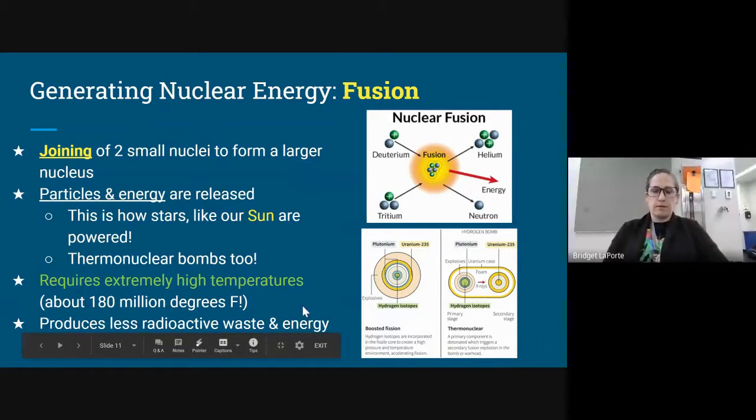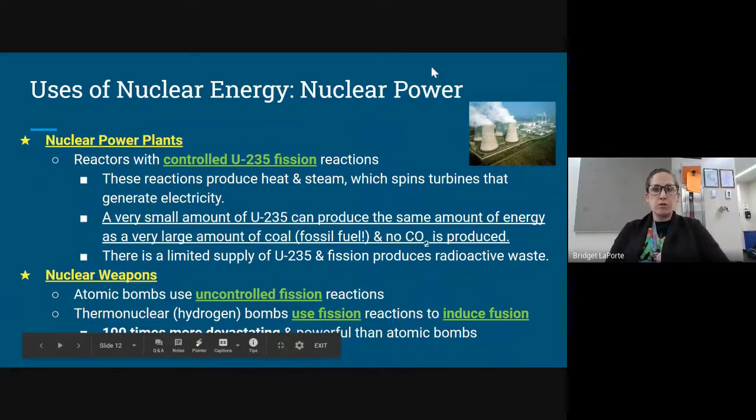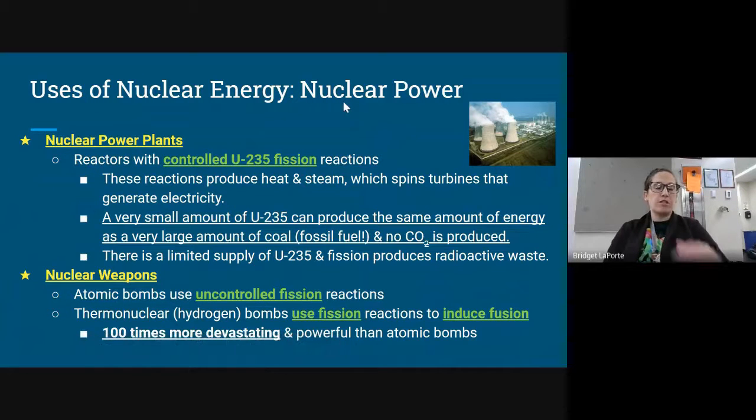So when we talk about uses of nuclear energy, one of the primary ways in which we use nuclear energy is through nuclear power plants. You may have seen stacks like this around. We do have a few in Illinois, and maybe on your travels elsewhere on road trips, you may have seen some.